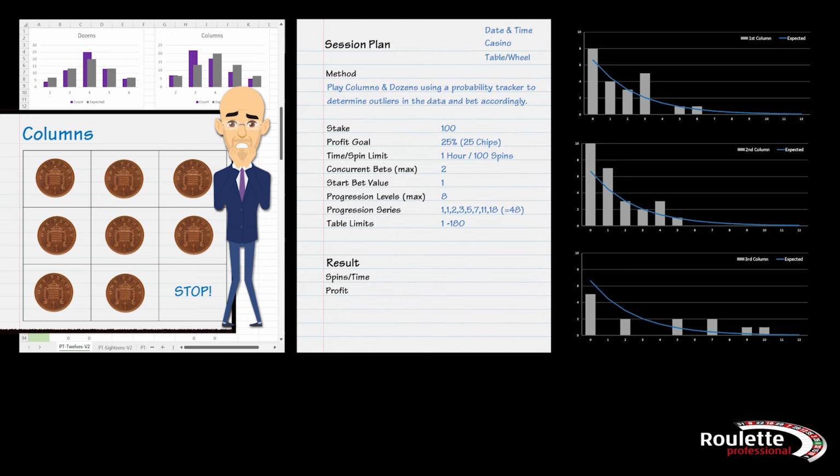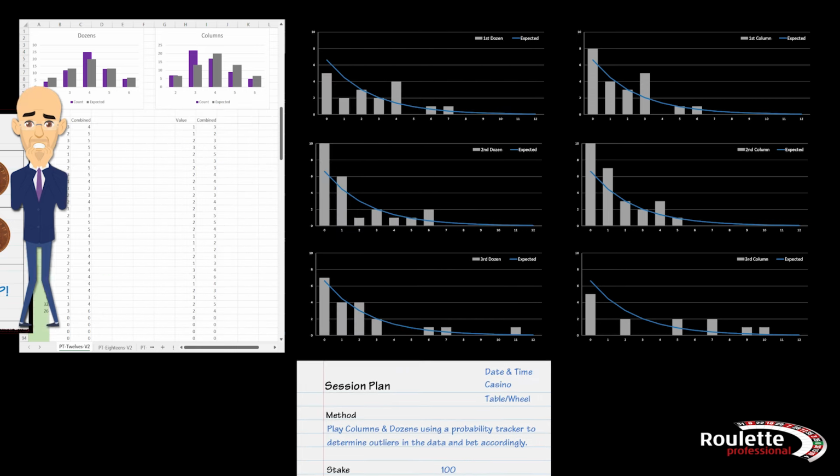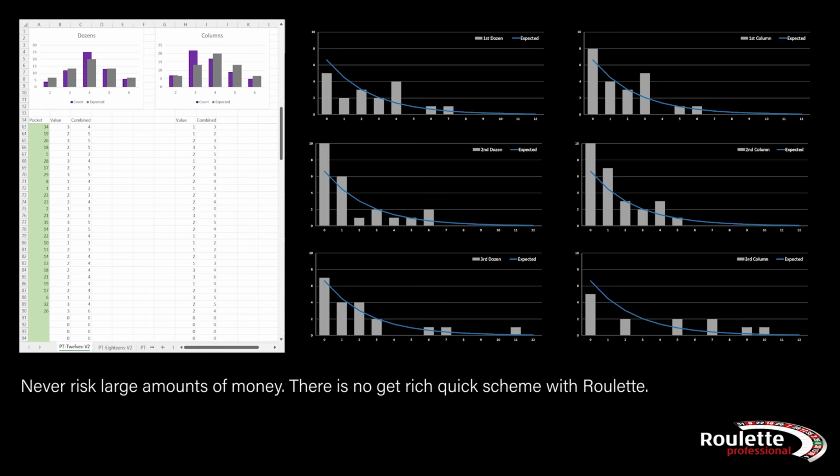The session plan had been carefully designed for the profit goal in mind, but there wasn't any checking or protection against so-called extreme spin results. So, risking large amounts of money on such a basic system simply isn't prudent.